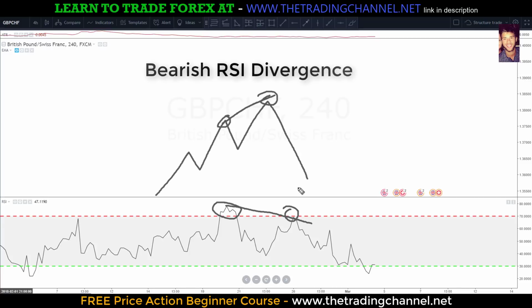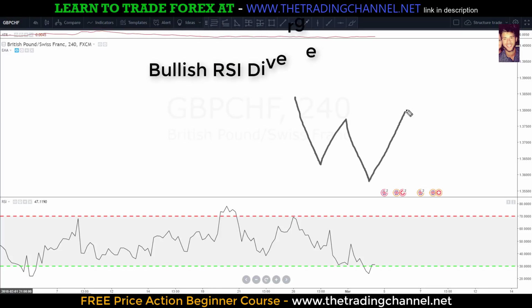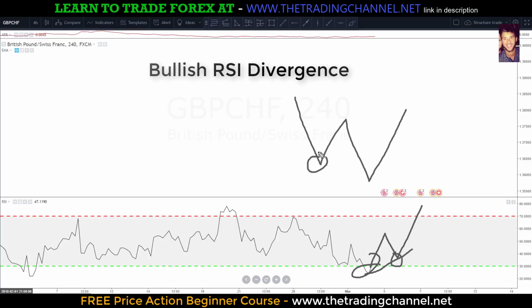The opposite is true for bullish divergence. We would be looking for a market making lower lows and the RSI indicator to be oversold, and then let's say the RSI indicator does something like this. If we had a higher low on the RSI indicator and a lower low on price action, that would be known as bullish divergence. It's a pretty simple concept once you come to grasp it, and it's actually pretty easy to spot in the market.